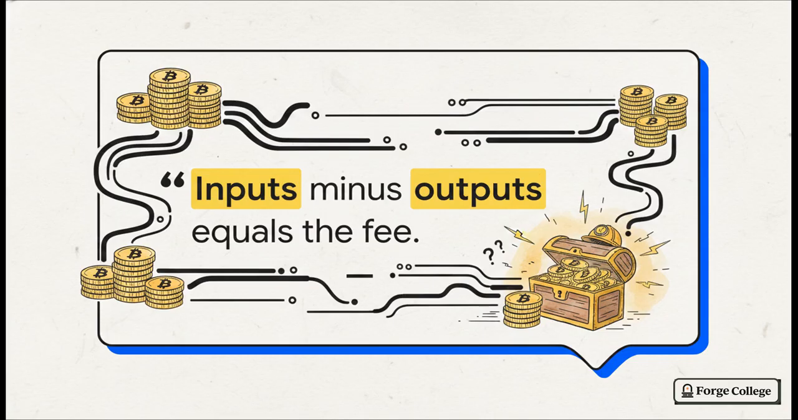So if you happen to forget a zero in your output, the network is just going to assume you meant to leave the rest as a fee. And suddenly, you might accidentally donate your life savings to a very, very happy miner. Yeah, let's definitely avoid that.